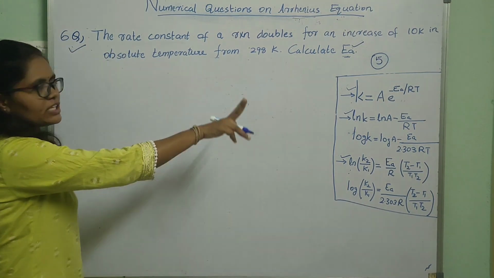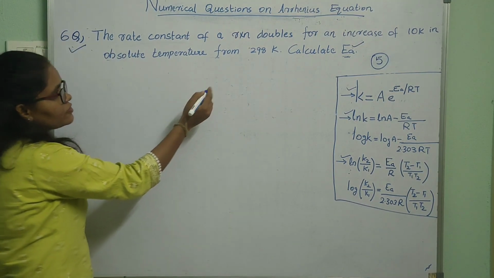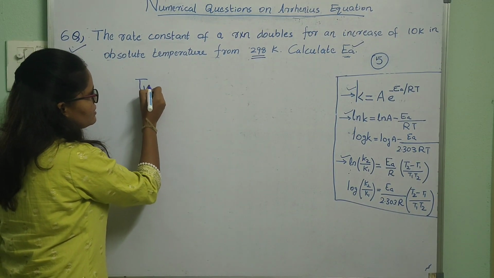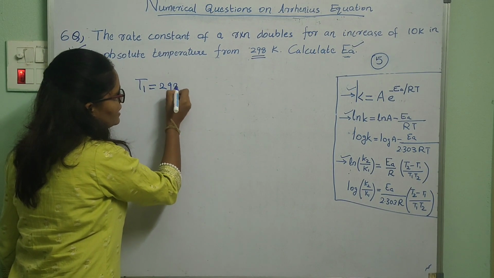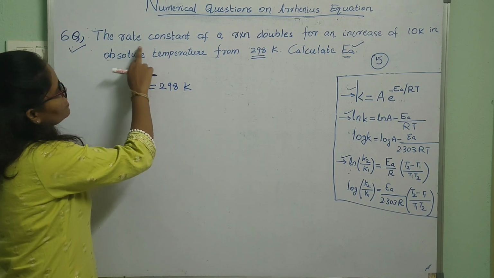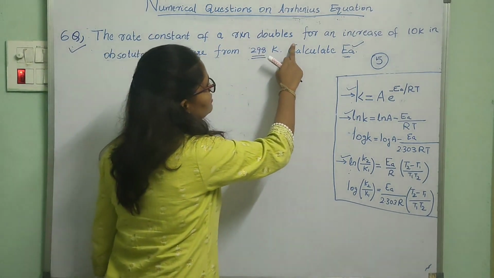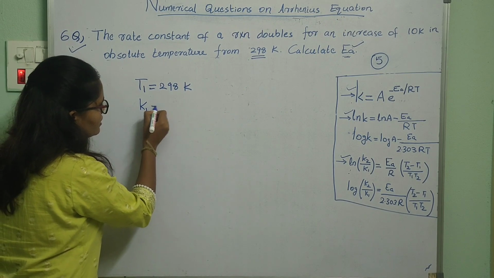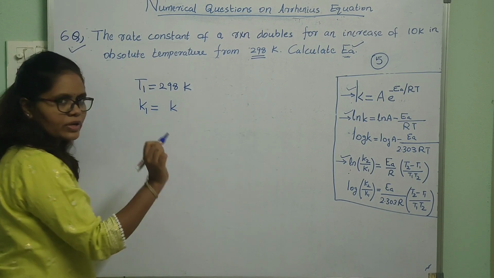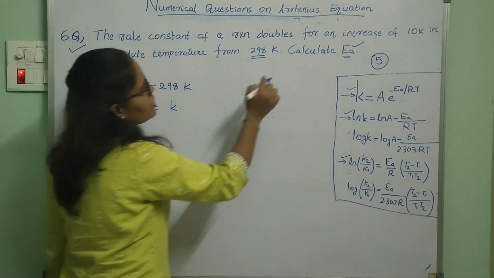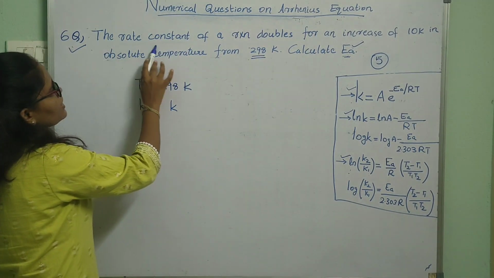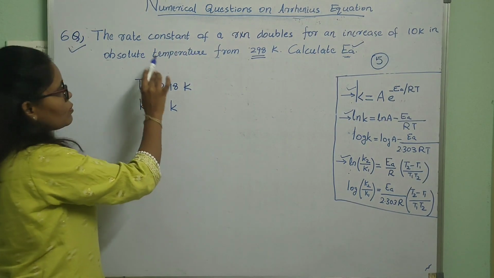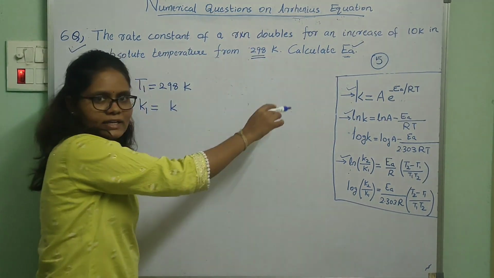So 2 temperatures are given here. The initial temperature is 298 Kelvin, which I will take as T1, which is 298 Kelvin. The rate constant of a reaction doubles. Let us assume the initial rate constant, which is K1, as K, okay? So what is given? The rate constant of a reaction doubles for an increase of 10 Kelvin in absolute temperature from 298 Kelvin.